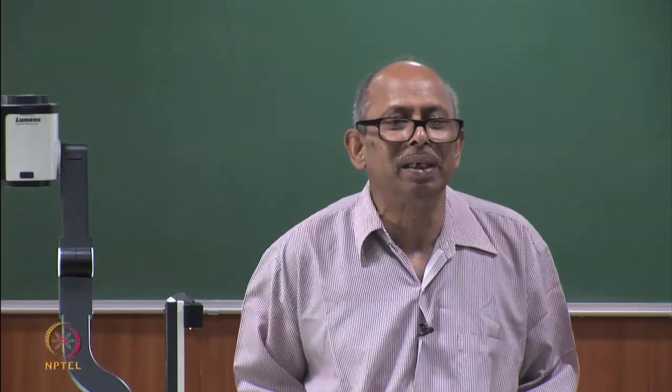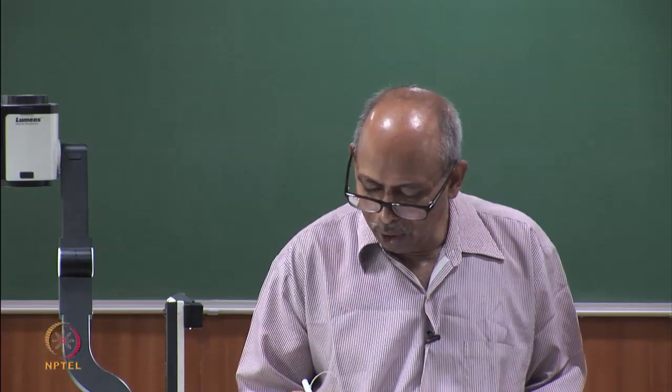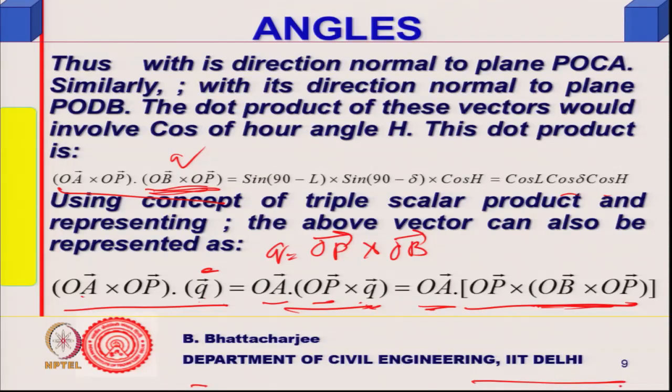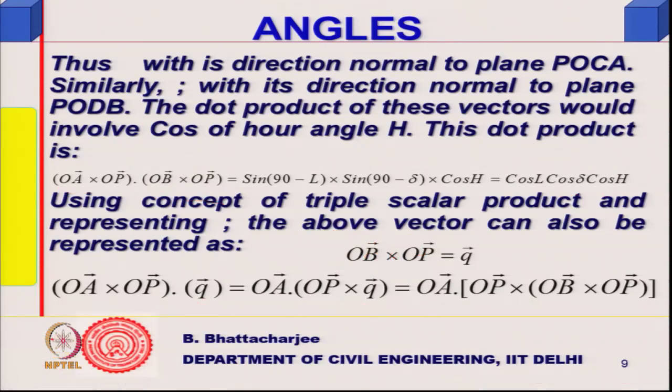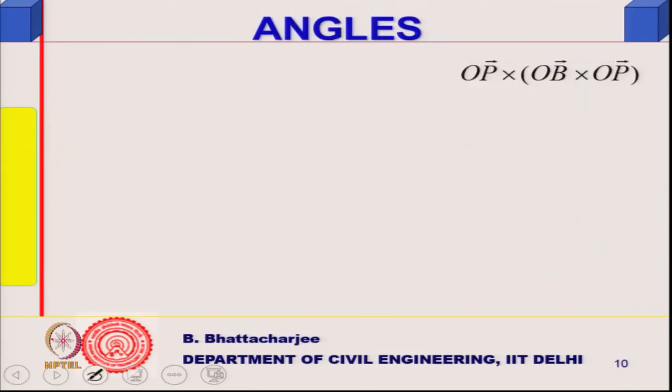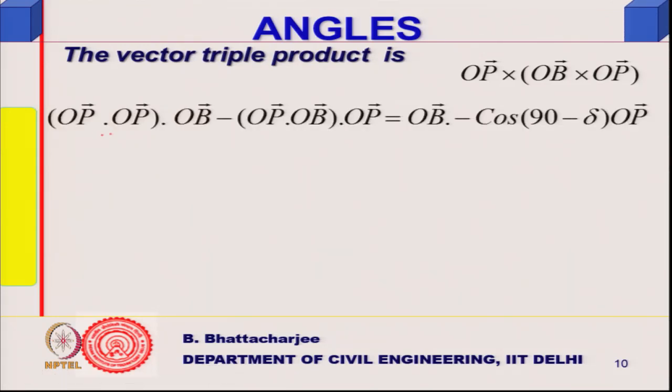Using the principle of the triple vector product, I can expand this product, OP cross OB cross OP. So, erase this now. The vector triple product is OP dot OP minus, so this vector product is given by OP dot OP from vector algebra. I could have derived it, but I didn't do it.